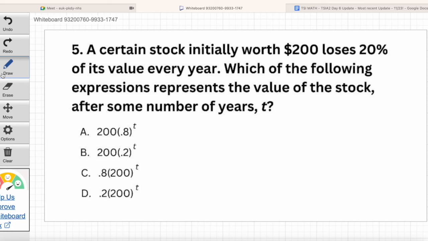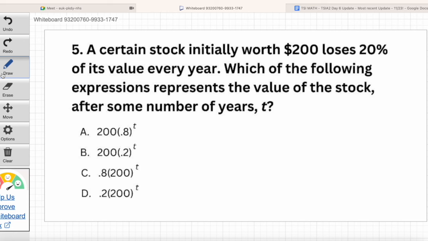A certain stock initially worth $200 loses 20% of its value every year. Which of the following expressions represents the value of the stock after some number of years, T? What are we solving for here, Bailey? The value of the stock after some number of years. In this case, T is the number of years.